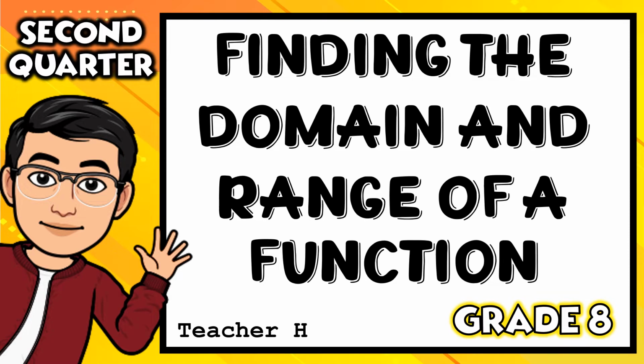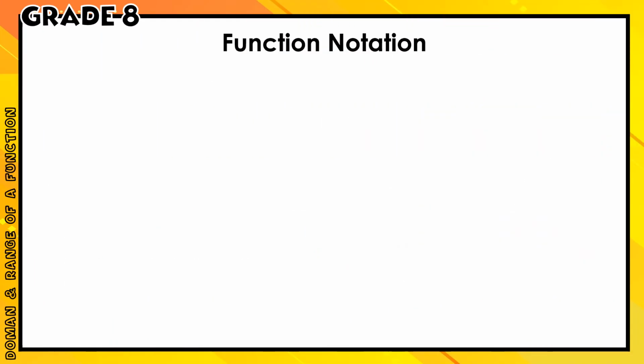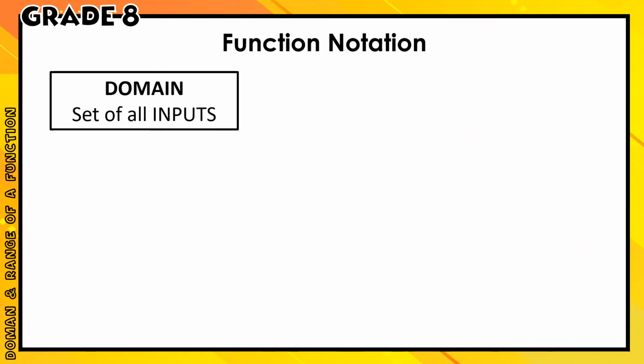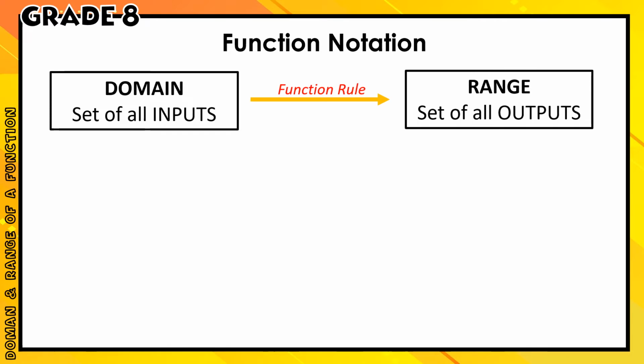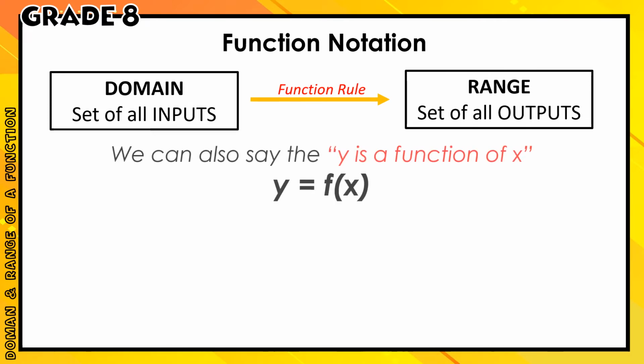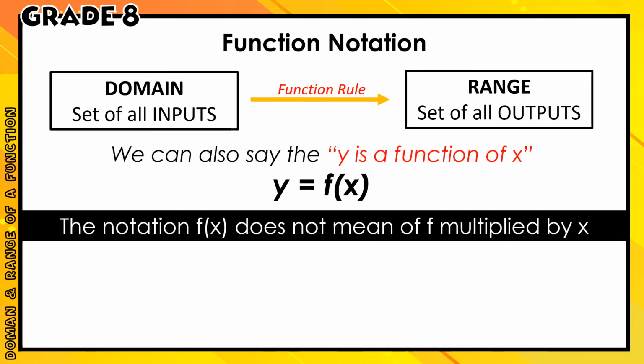In this video, we're going to talk about finding the domain and range of a function. Function notation. Domain, or the x values, is the set of all inputs, while the range is the set of all outputs. We can also say that y is a function of x, or y is equal to f of x.